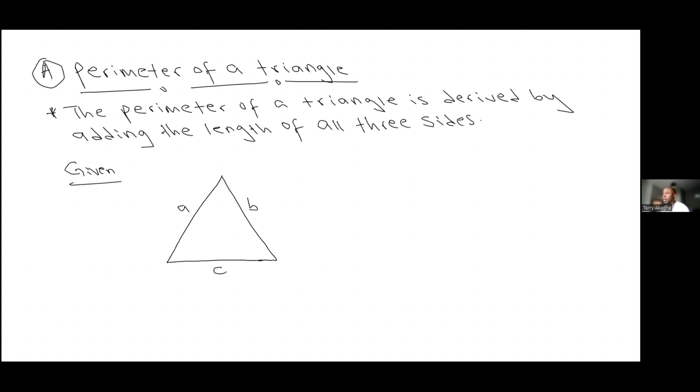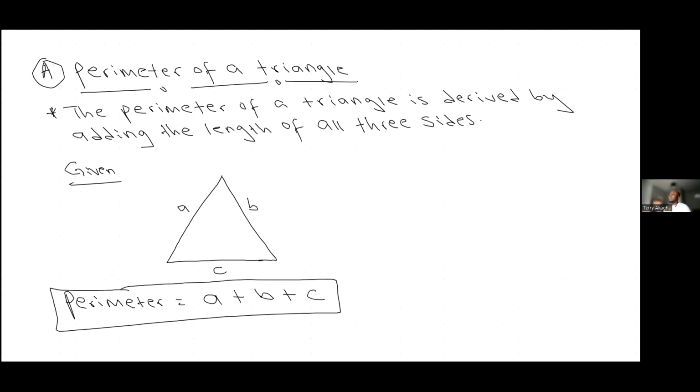So the perimeter is going to be equal to the sum of the three sides. So it's going to be A plus B plus C. When you have the perimeter, you have to add the three sides together. And that's how you do it. So the perimeter basically is when you add the three sides together.